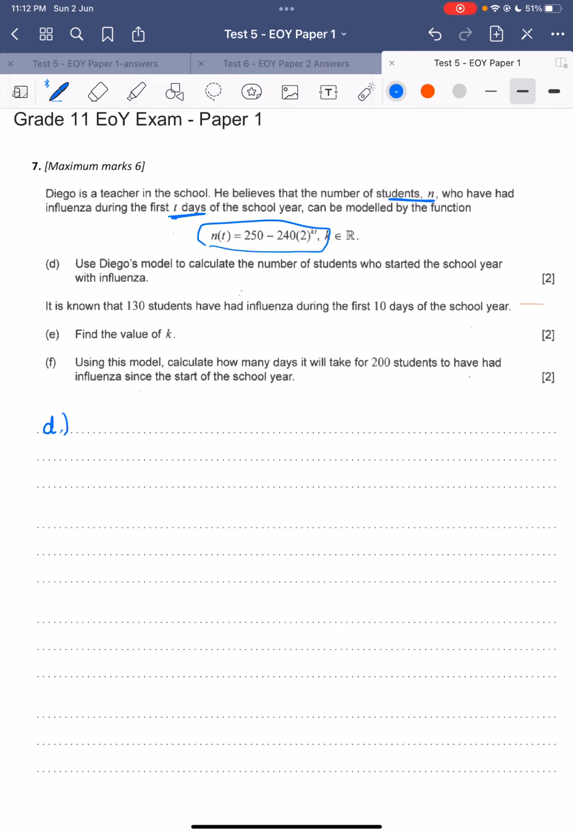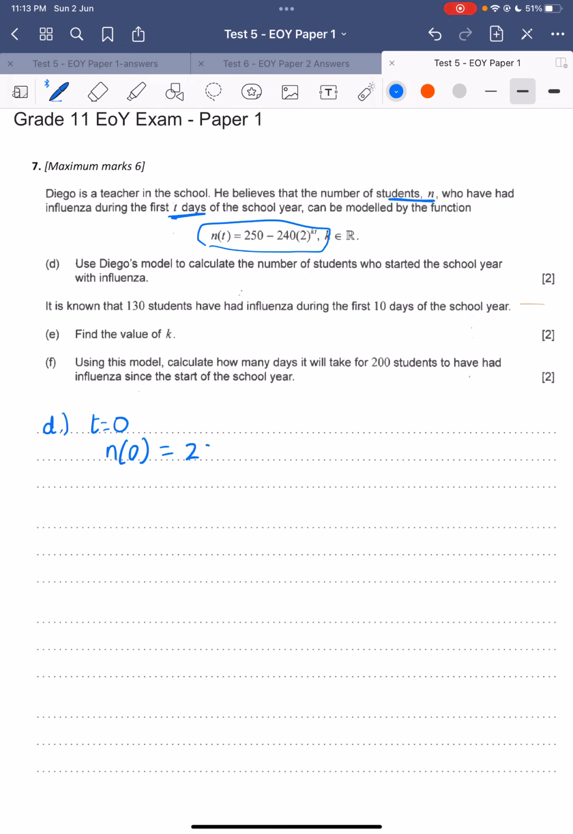The first part of the question, part D, is asking us to calculate how many students started the school year with the flu. Now at the start of the school year, that means that T would equal 0. And this is a really common way for these questions to start. So always look out in case that's the first question. So if T is equal to 0, then we can substitute that in. So N of 0 is the function we're trying to find when T is 0.